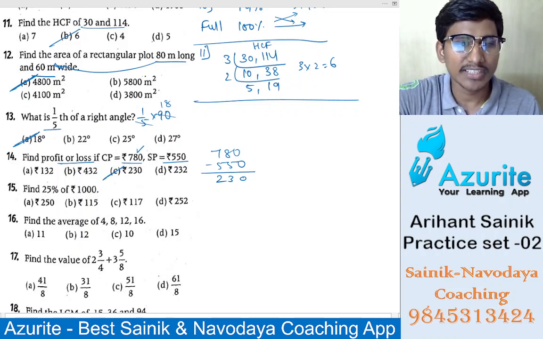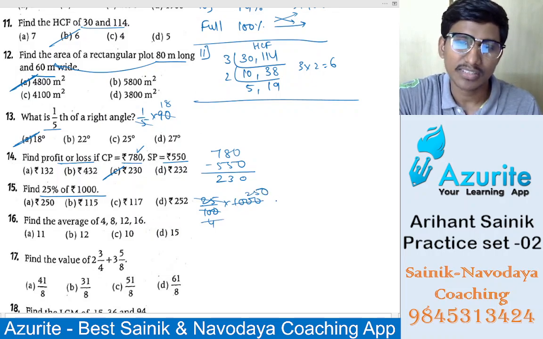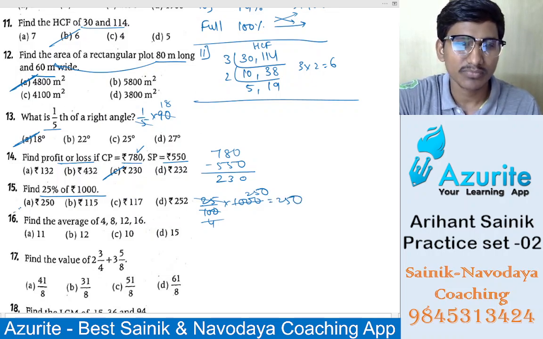Okay. So find the 25% of 1000. 25% means how much? 25 divided by 100 into 1000. That is 1 by 4th because 25 4s are 100. 4 how much are 1000? 4 250s are 1000. 250 is the answer. Okay. Option A.